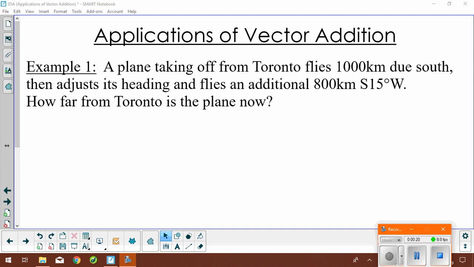So example one, a plane is taking off from Toronto and it flies 1,000 kilometers due south. Then it adjusts its heading and flies an additional 800 kilometers south 15 degrees west. How far from Toronto is the plane now?